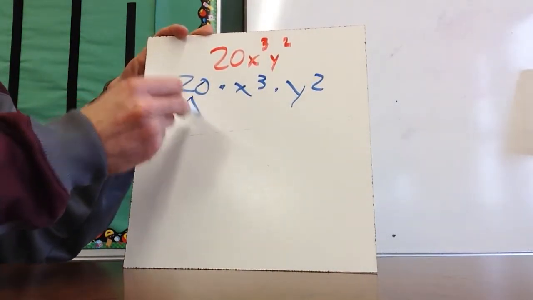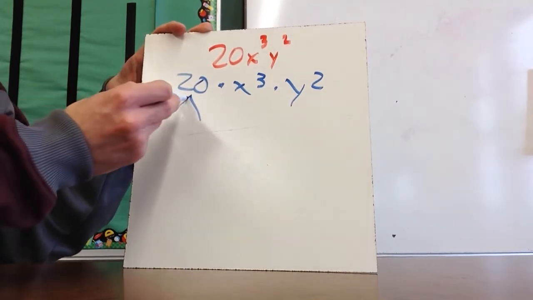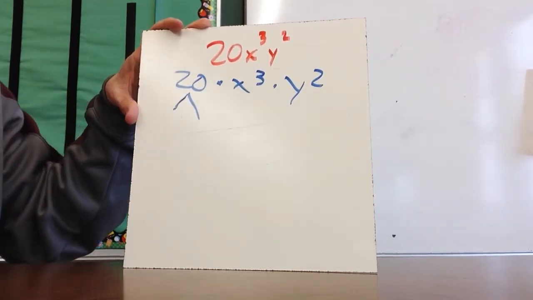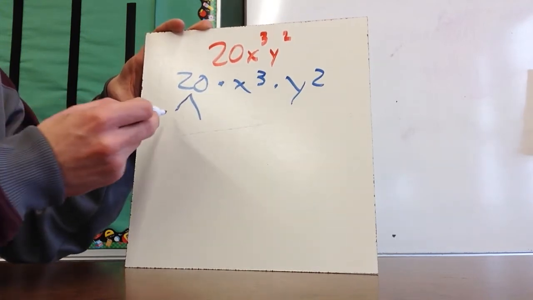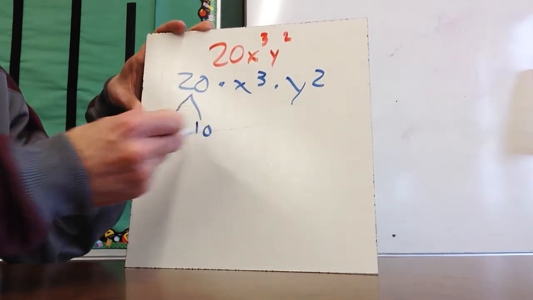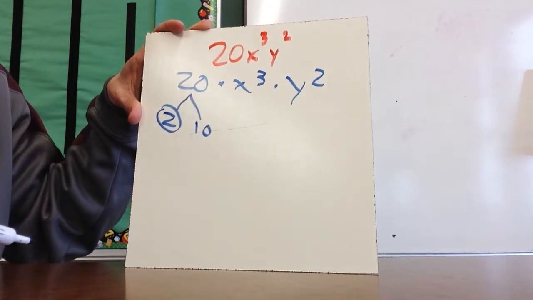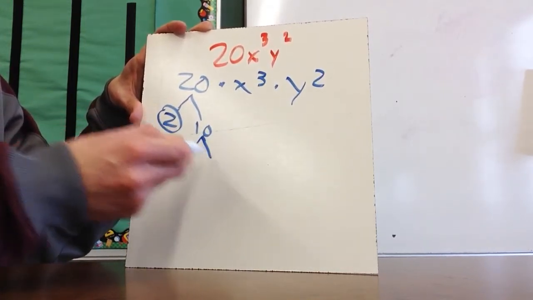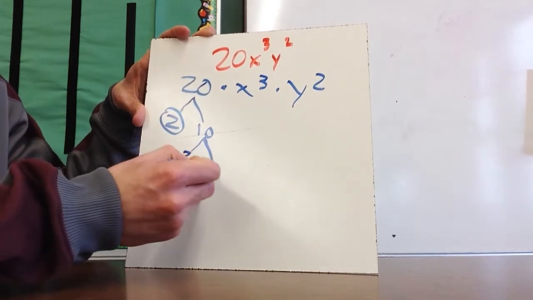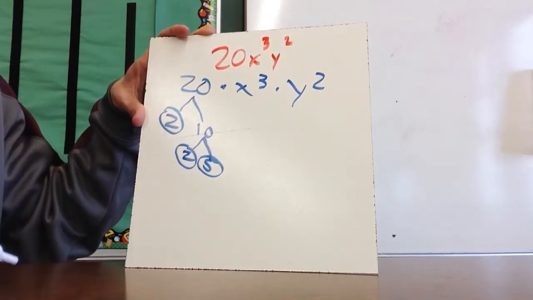And so I need to find the factors of 20. Now remember, it doesn't matter which two factors I choose, as long as I keep going until I get a prime number. And so maybe I choose like 2 and 10. 2 is prime, so I'm going to circle 2 because I know that's the end of my factor tree for that branch. And then this is 2 and 5, and 2 and 5 are also prime numbers.